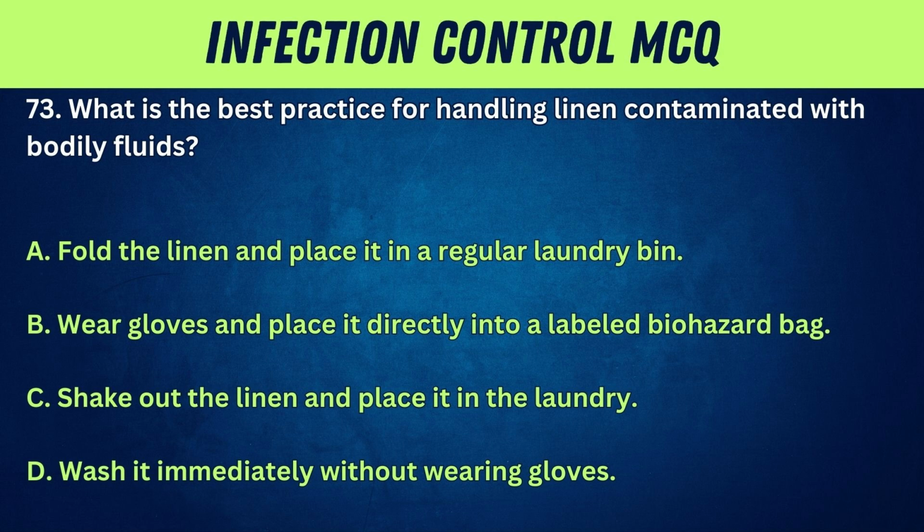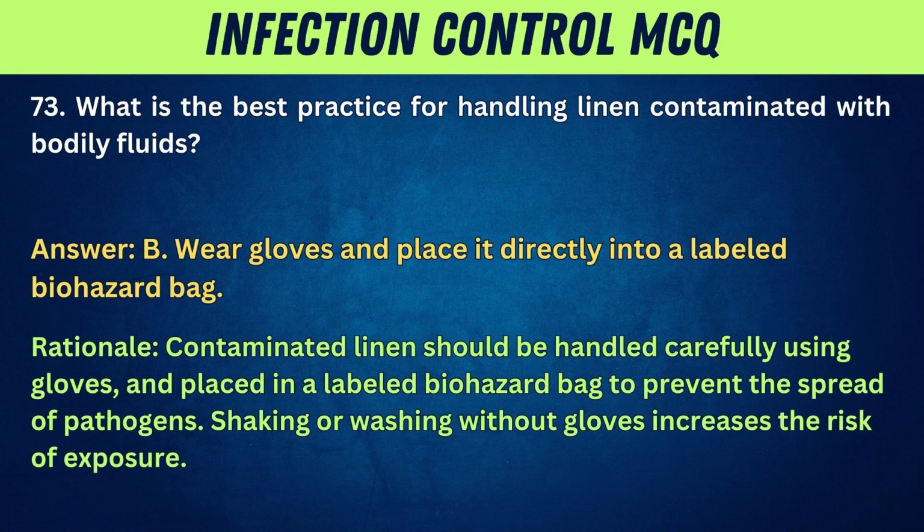73. What is the best practice for handling linen contaminated with bodily fluids? A. Fold the linen and place it in a regular laundry bin. B. Wear gloves and place it directly into a labeled biohazard bag. C. Shake out the linen and place it in the laundry. D. Wash it immediately without wearing gloves. Answer: B. Wear gloves and place it directly into a labeled biohazard bag.